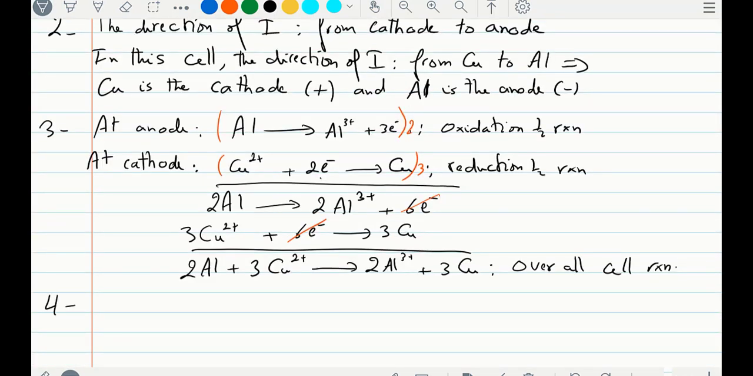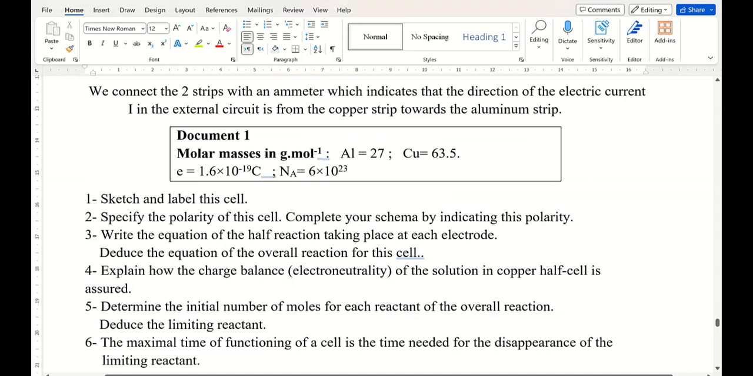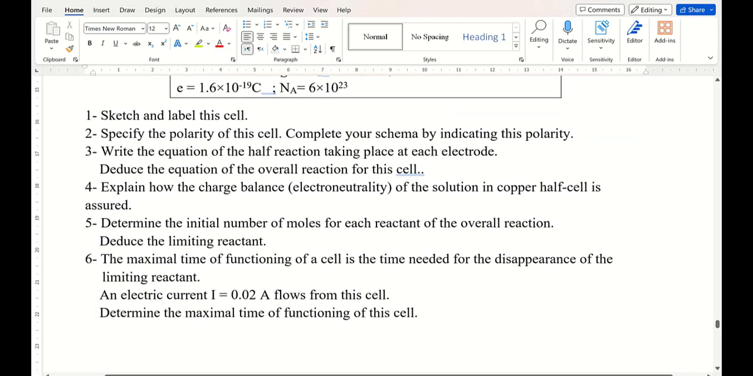4. Explain how the charge balance, electroneutrality, of the solution in copper half cell is assured.